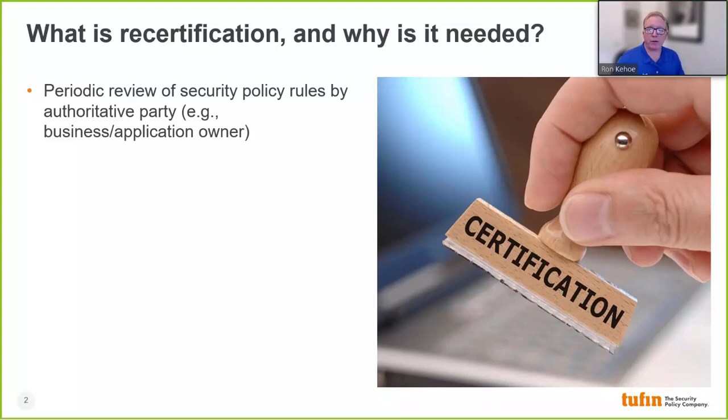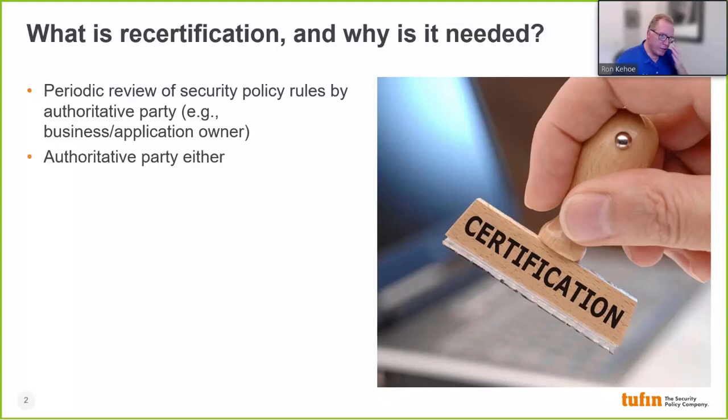And when we talk about an authoritative party, that can be the business owner. So for instance, if the firewall rules are supporting an HR initiative, then we'd go to HR and have them decide the fate of these rules. And in some cases it could also be an application owner, right? So maybe you have a CMDB and we're able to identify the application owner who's responsible for the rules on the firewall. So it's a review of the rules by these people or groups.